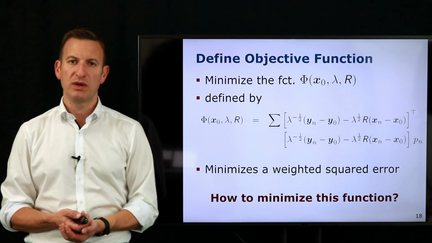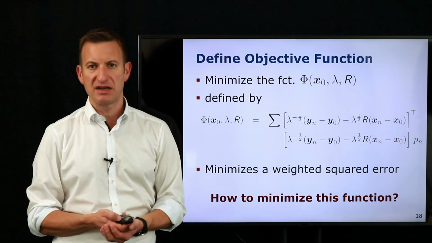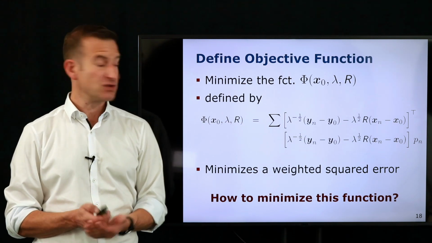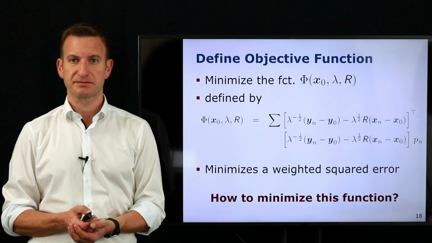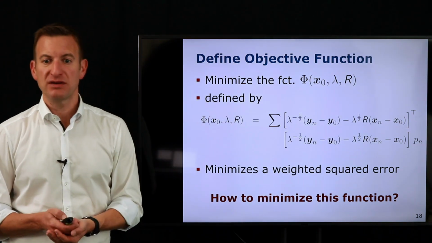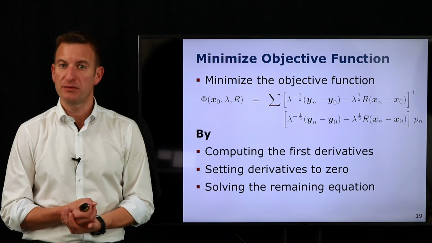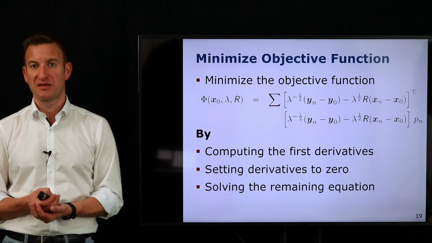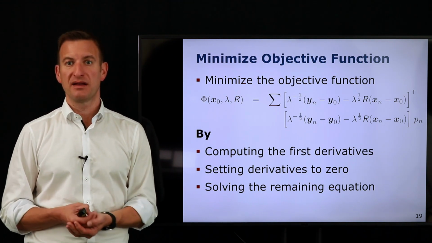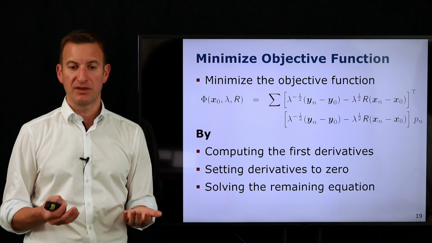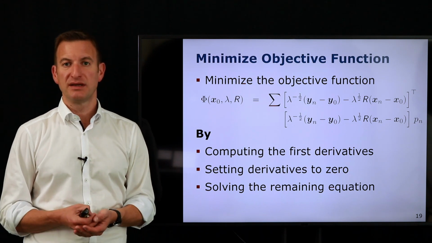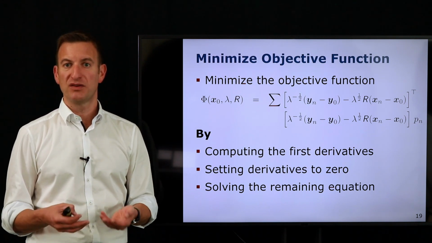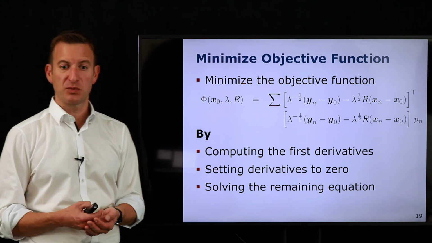And this is what we are going to investigate over the next couple of minutes here. So how to minimize this function. How do we minimize a function in general? We can compute the first derivative of the function, set the first derivative to 0, and then solve the remaining expression or equation, and then this provides us with the solution for the parameters that we're looking for.